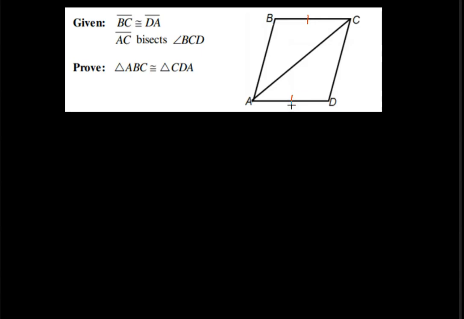They also said that AC bisects angle BAD. So here's segment AC. There's angle BCD. Because it's a bisector, it makes these two angles congruent to each other by definition of a bisector. Call that angle 1, angle 2. Now, I also know that this side is congruent to itself by reflexive property. So I know the two triangles are congruent because a side, angle, side is congruent to a side, an angle, and a side.